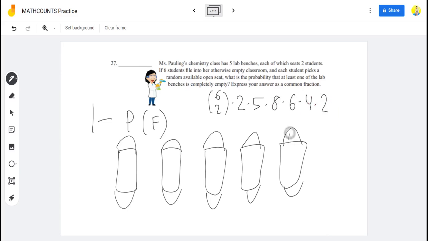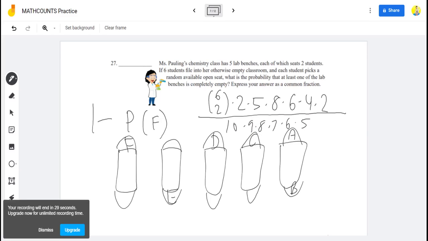Because let's say A sits here, B sits here. Then there are still 8 seats left to choose for C, 6 seats left for D, 4 seats left for E, and then 2 seats left for F. And the total number of possibilities is just 10 times 9 times 8 times 7 times 6 times 5, since there are 10 seats and 9 seats and 8 seats and 7 seats and 6 seats and 5 seats.